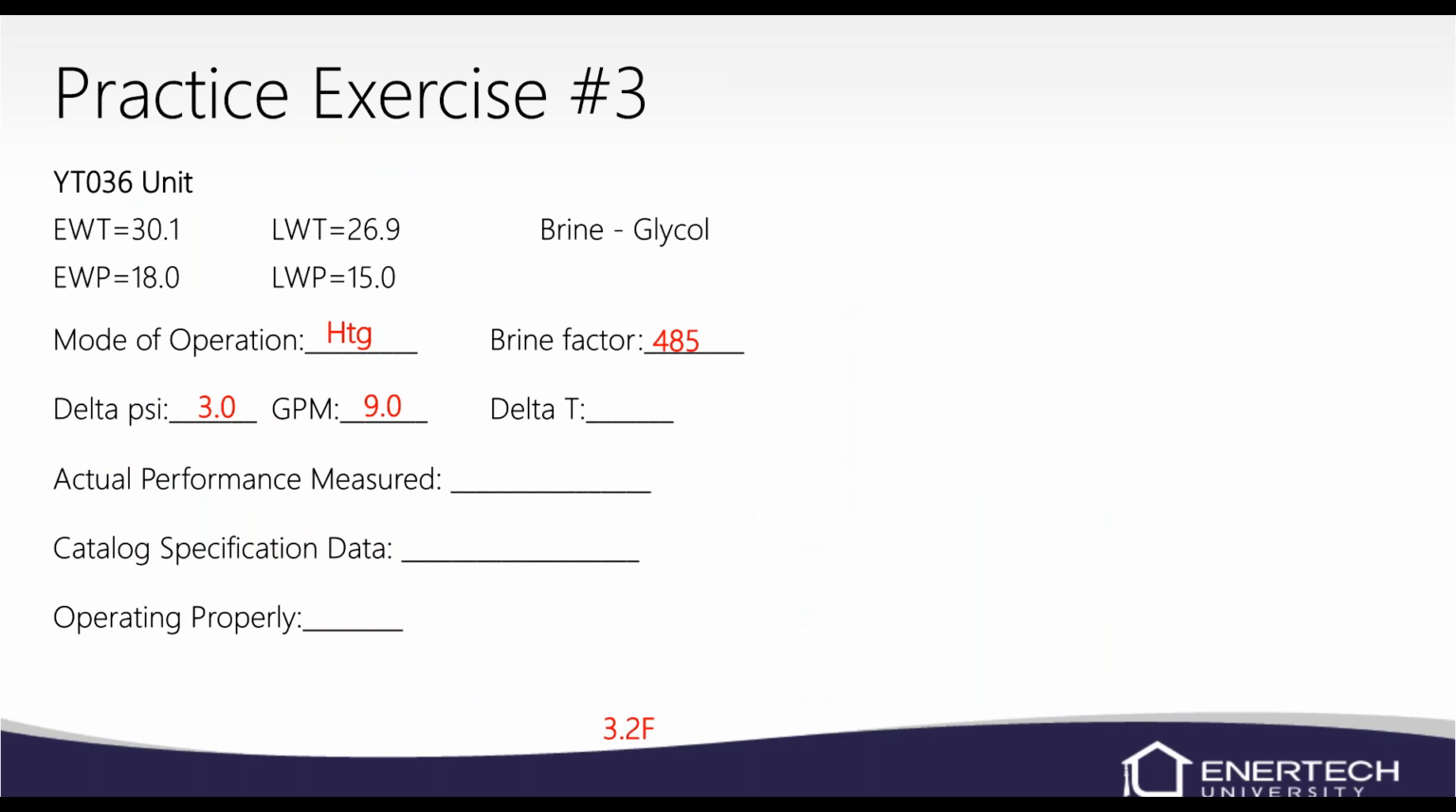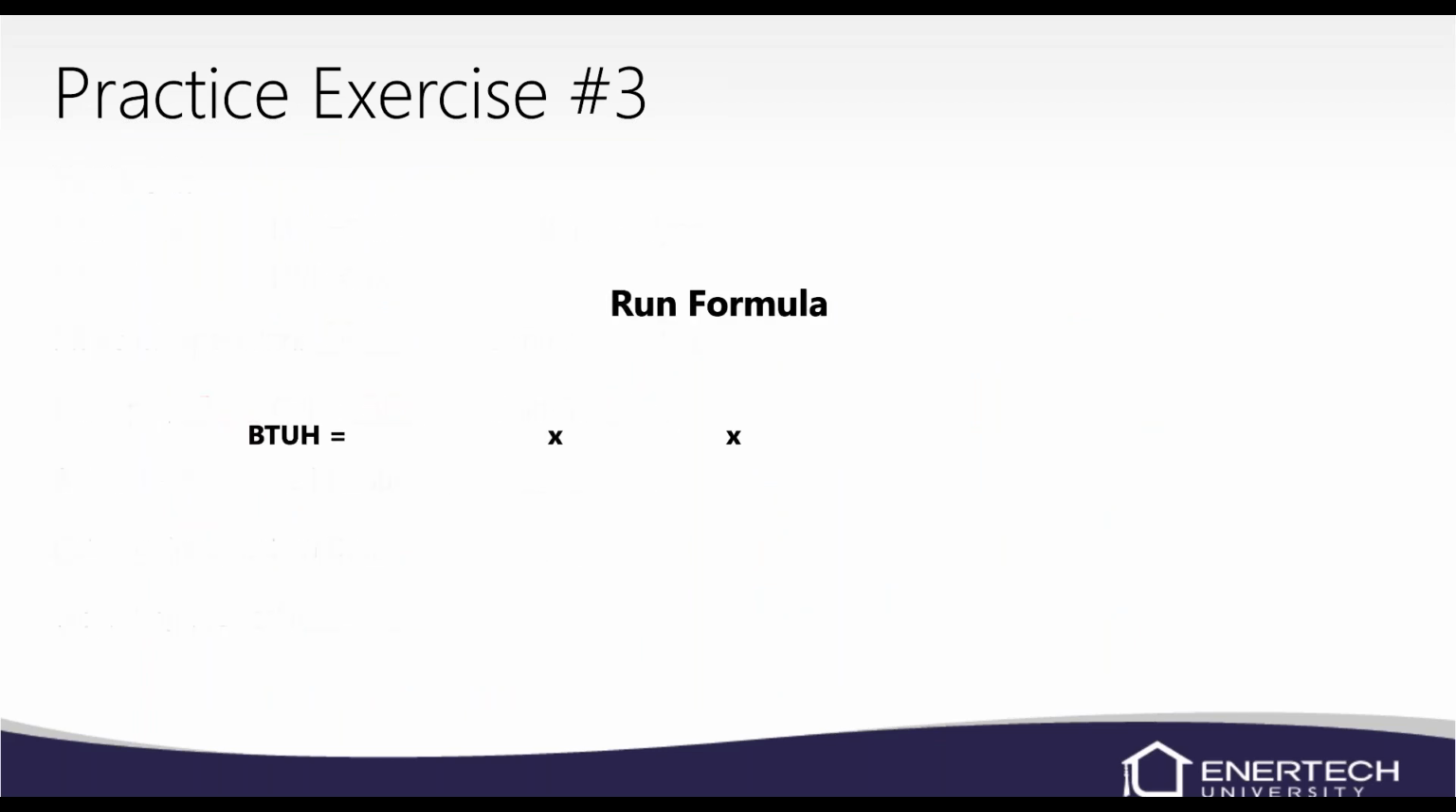Now that we know our GPM and we have our delta T, our temperature difference, we can do the math. So we take our 9 GPM times our temperature difference of 3.2 times our brine factor of 485, and that gives us 13,968 BTUs.